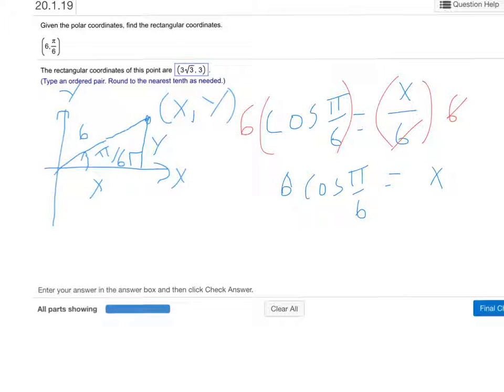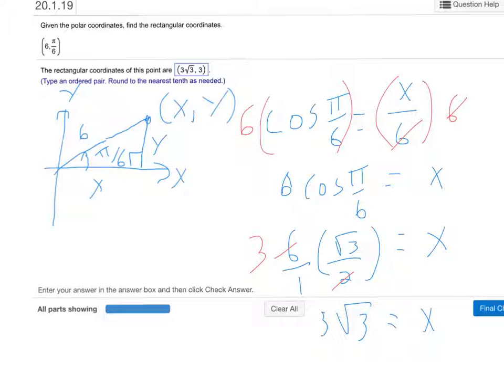What is the cosine of pi over 6? That would be the square root of 3 over 2. And then that 6 is over 1, so I can divide the common 2 here, and I get a 3. And so I'm left with x equals 3 square root of 3. It's supposed to be a 3 square root of 3 here.